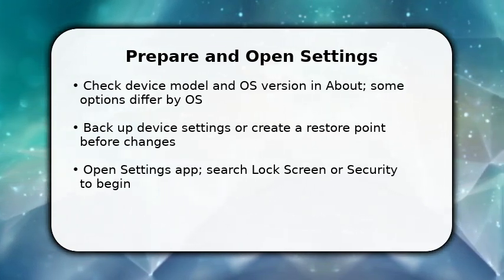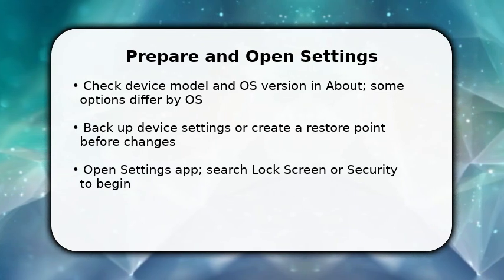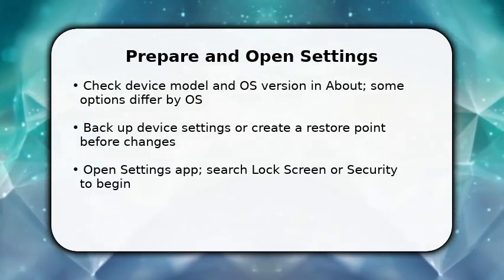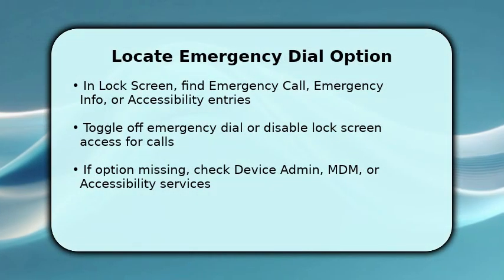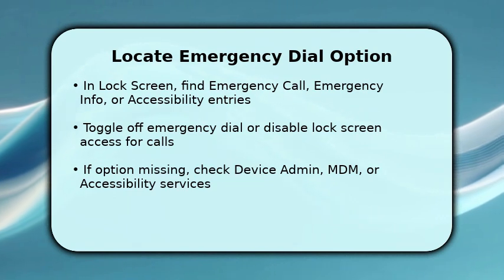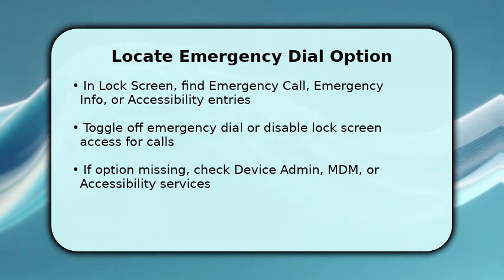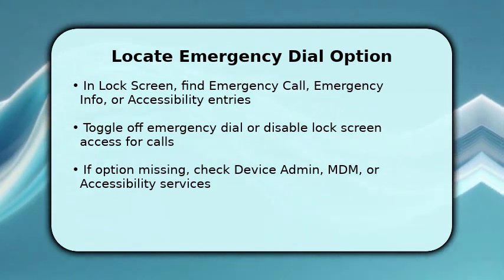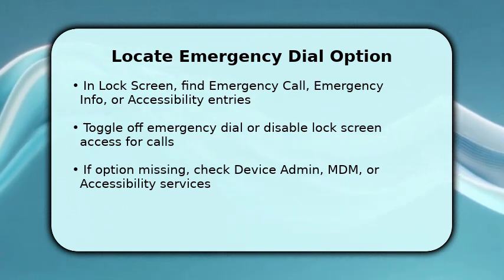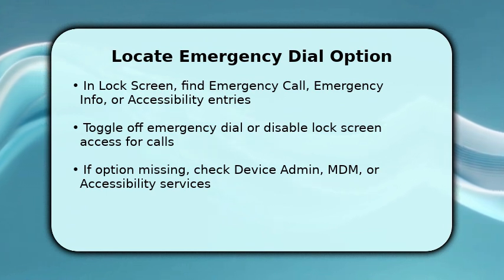Next, find the lock screen settings. This is where the emergency dial toggle or related accessibility options usually live. Once done, scroll through lock screen and accessibility sections. You're looking for emergency call, emergency info, or a lock screen call access toggle. Tap the entry and switch the emergency dial off or restrict lock screen call access by disabling that specific permission.